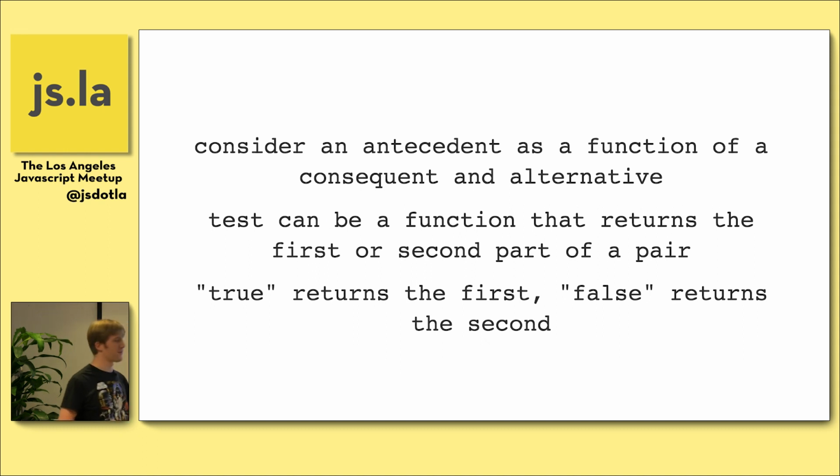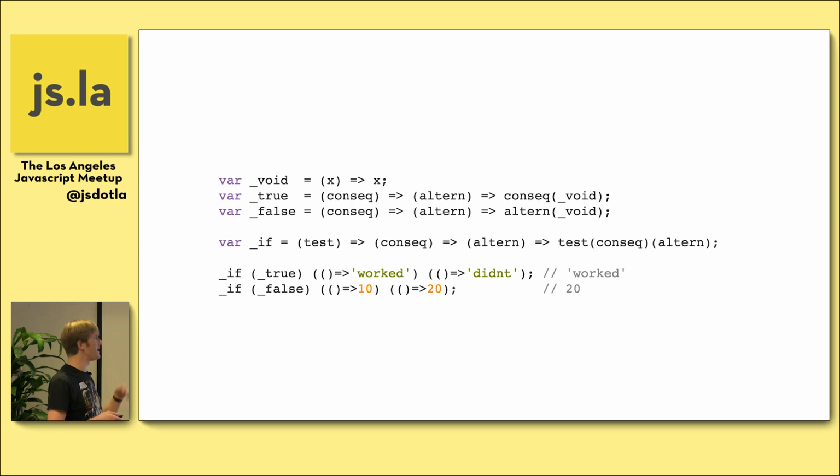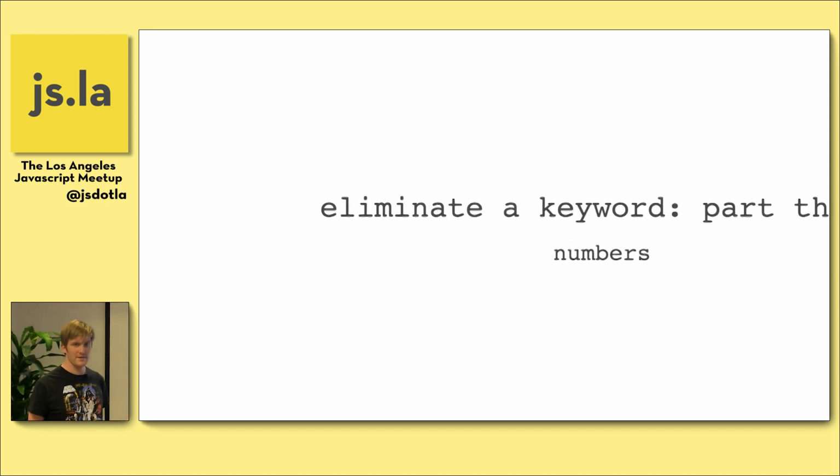Test can be a function that returns the first or second part of a pair. And so true is like car, and false is like cdr, and the pair is actually just your program. So void is just useful. You'll see it again. It just takes an argument and passes it through and does nothing with it. And then you can see that true basically takes a consequent and alternative and invokes the consequent. False does the opposite. And then if takes a test, a consequent, and an alternative, and then passes those through. So if you say if as a function call, if true, and then 2 parameters, this worked, or if false, it'll return the second one. Is that crazy that you can do that?